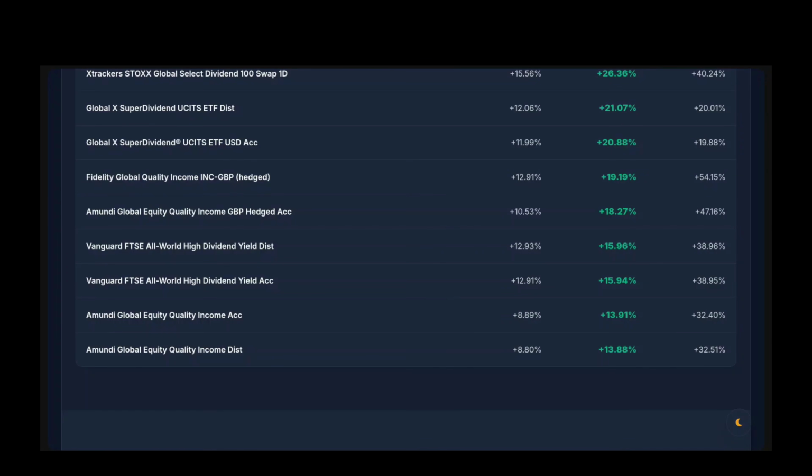If we then look at the Amundi Global Equity Income accumulating, it's 8.89%, 13.91%, and 32.40%. And then finally, if we look at the distributing version, it's 8.8%, 13.8%, and 32.51%. What's interesting is the hedged version actually did better by a couple of percentage points in the short and midterm, and has actually done quite a bit better in the longer 3-year time frame.